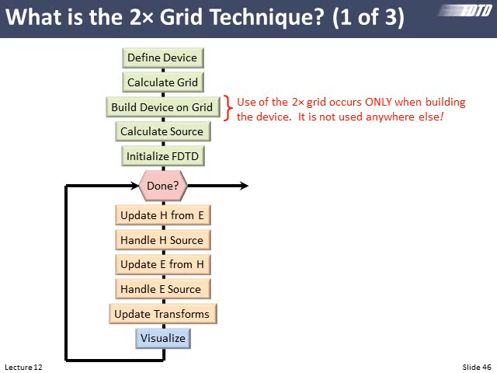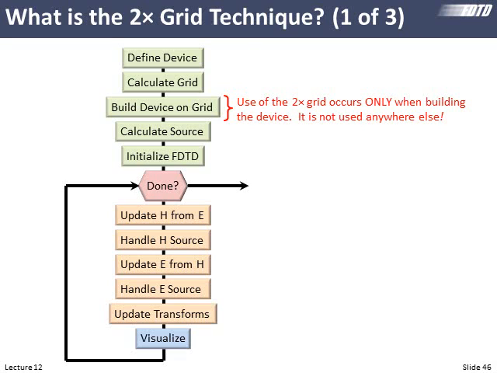So here's a high-level block diagram, skipping some details, of our finite difference time domain algorithm, and it's all done on a Yee grid. So this 2x grid, we will temporarily create a slightly higher resolution grid, do some things, assign our devices, but then we're going to come away with just our permittivity and permeability distributed across our standard Yee grid, and the whole 2x grid thing is gone.